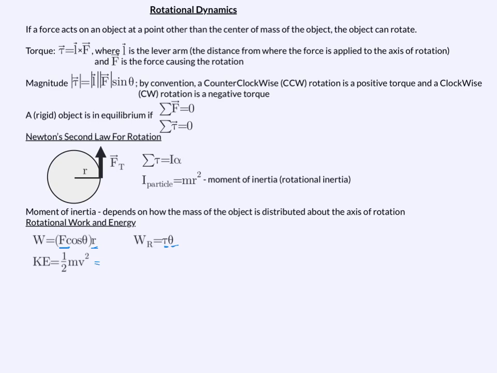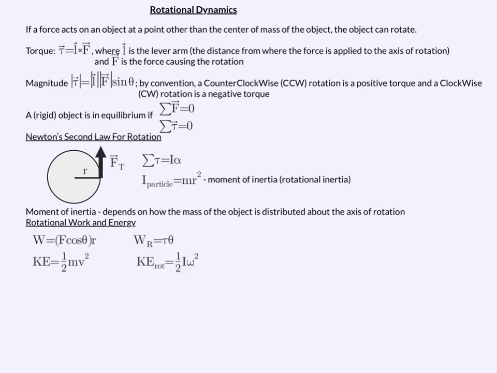So we know that kinetic energy is 1/2 mv squared. So I can rewrite this as 1/2 m, and instead of v, I will use the quantity omega r squared. That's the relationship between linear tangential velocity and angular velocity. So this will become 1/2 m r squared omega squared. But we've seen this quantity before, and we called it I, the moment of inertia. So then the rotational kinetic energy will be 1/2 I omega squared.